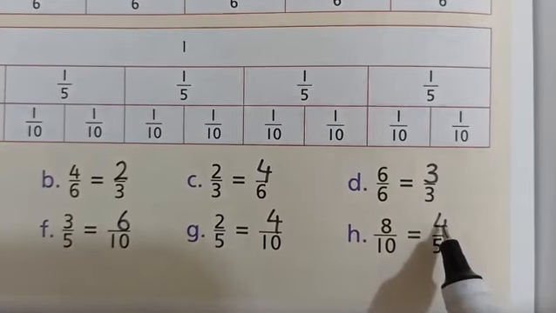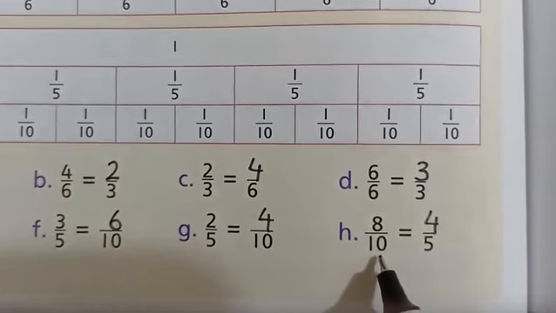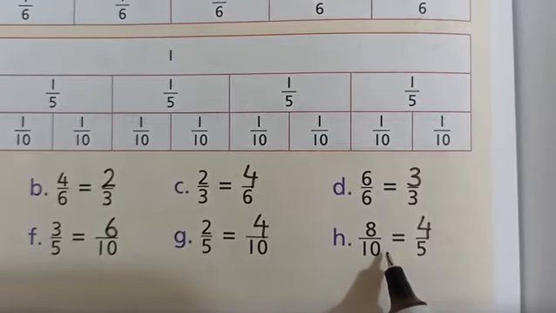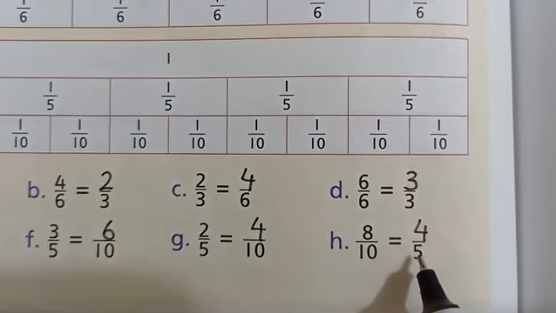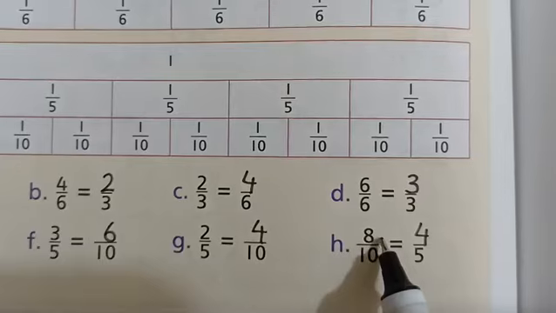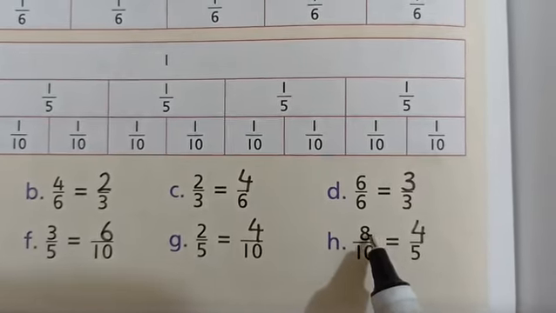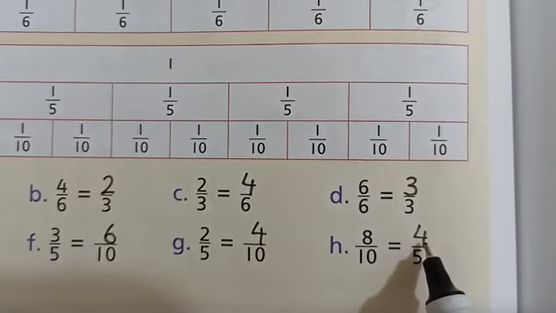8 by 10 is equal to dash by 5. Here we have to divide it with 2, because 2 5s are 10. Here we have denominator 5. Now again we divide 8 with 2. 2 4s are 8. So we have numerator 4.